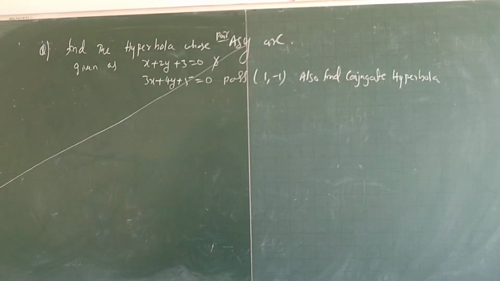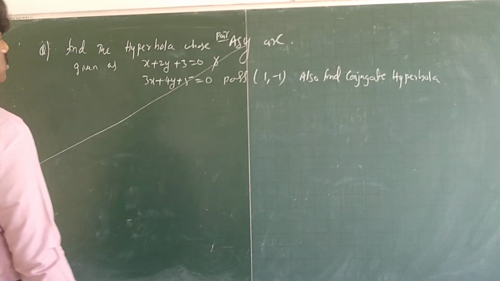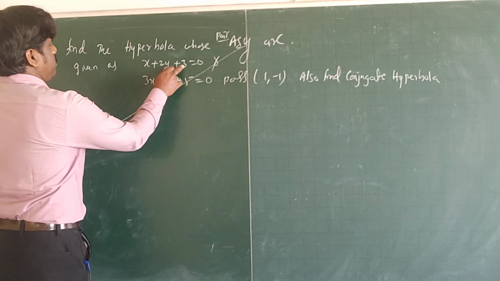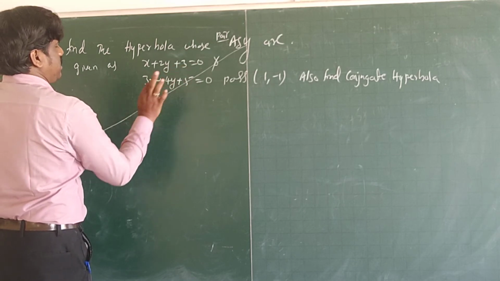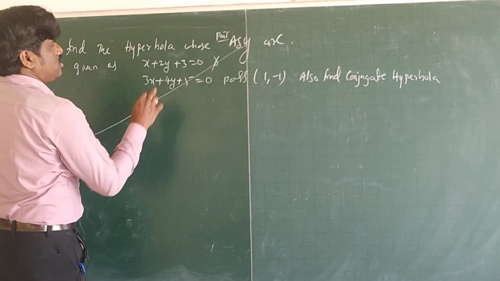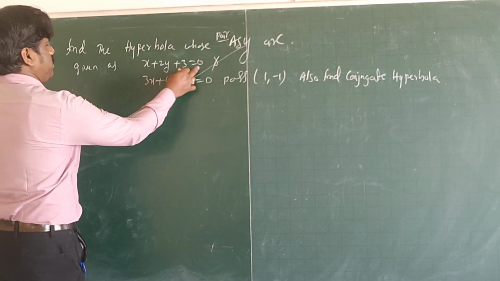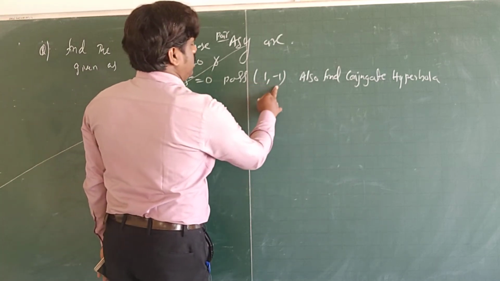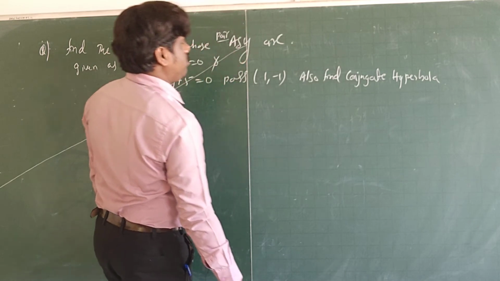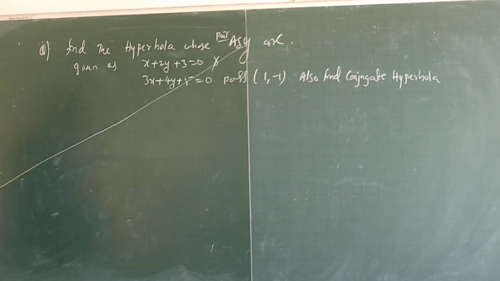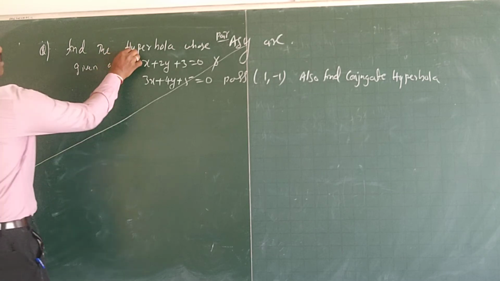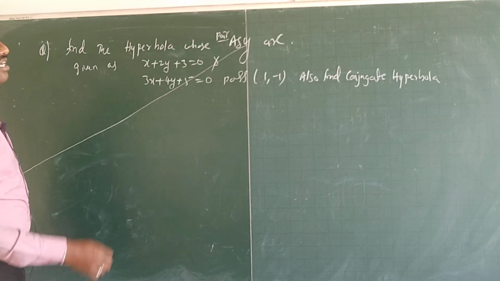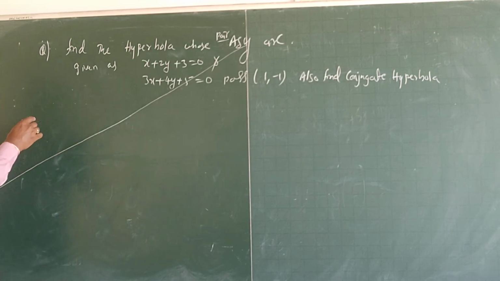This is again a JEE question. Listen here. Find the hyperbola whose pair of asymptotes are given as x plus 2y plus 3 equal to 0, 3x plus 4y plus 5 equal to 0, and passing through 1 comma minus 1. Also find the conjugate hyperbola is the question. You have to find the hyperbola and the conjugate hyperbola, and they have given the pair of asymptotes.